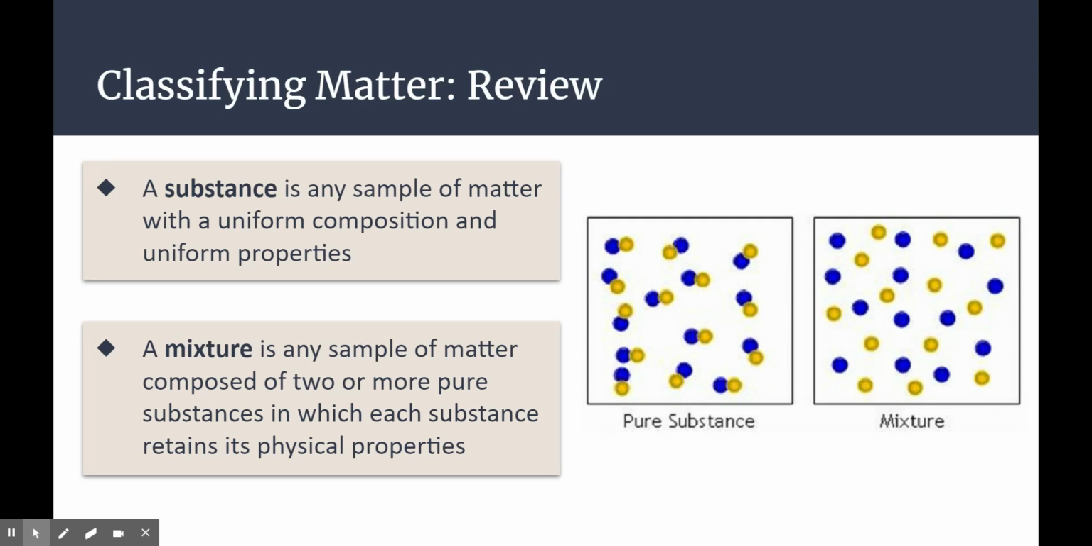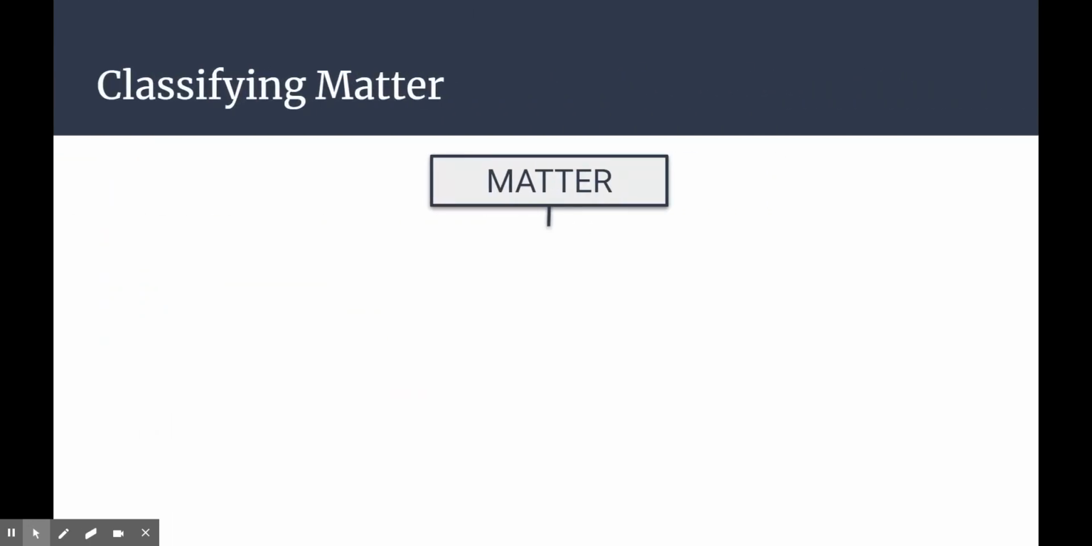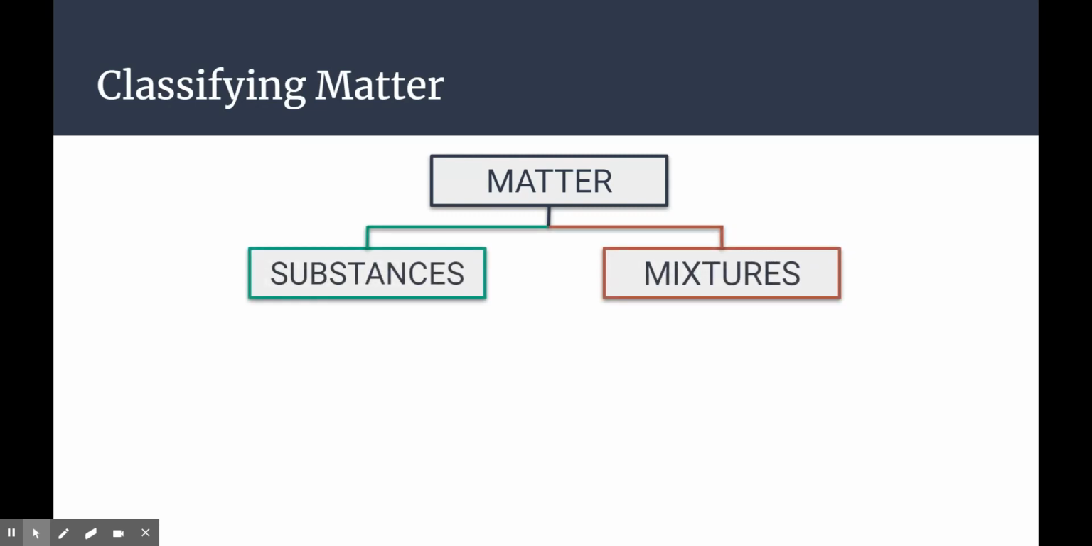You'll notice in the diagram of the pure substance, every single particle is made up of 1 blue atom and 1 yellow atom bonded together. That's what makes it a substance. In the mixture, you have 2 different types of particles all mixed up. Because they're not bonded, that means they keep their individual properties, and that's what makes it a mixture. So these are 2 categories under which all matter can fall. So all matter is either a substance or a mixture, and we're going to look at the subcategories of each.